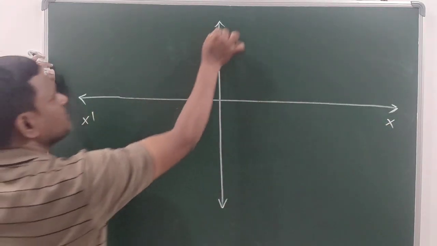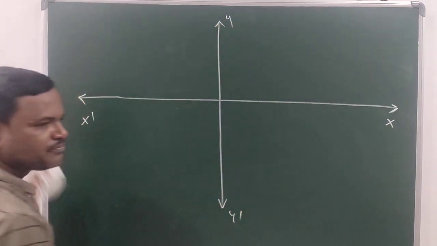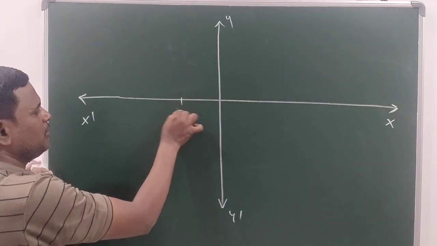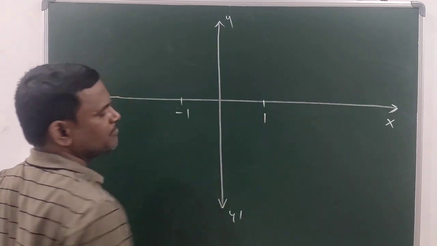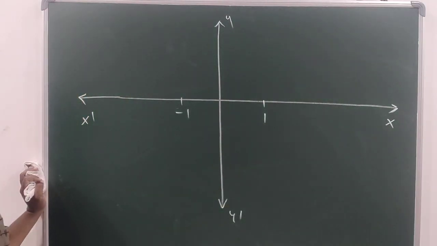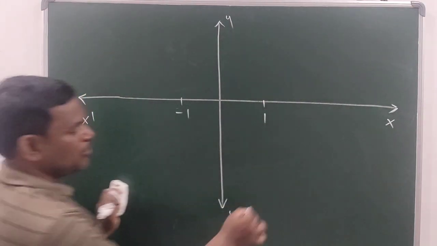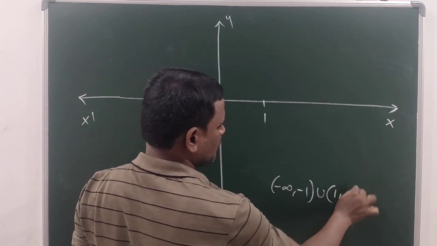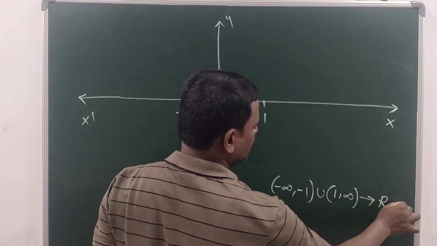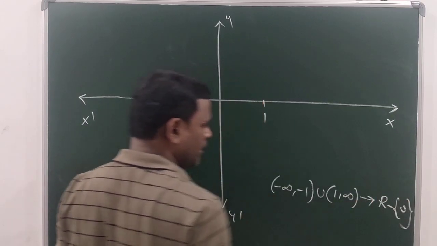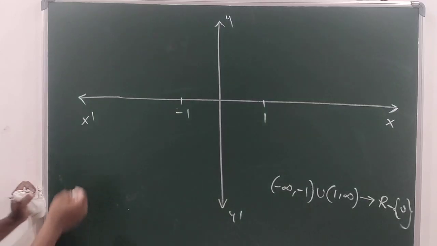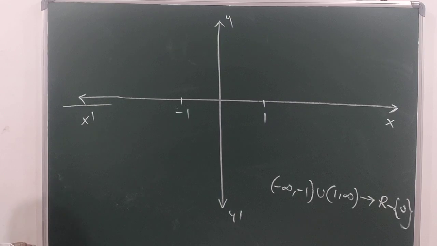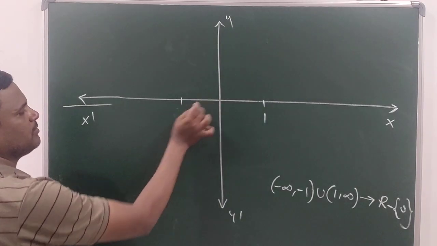X dash, y dash. Now what is the domain? Minus infinity to minus 1. Here you may get minus 1, here you may get 1. Okay, minus infinity to minus 1 is the domain, and the range is R minus 0. So can you expect the graph? See, you get like this. Okay, R minus 0. This is minus 1.